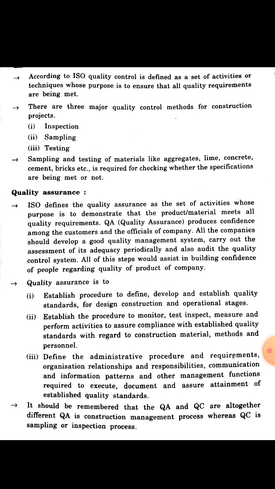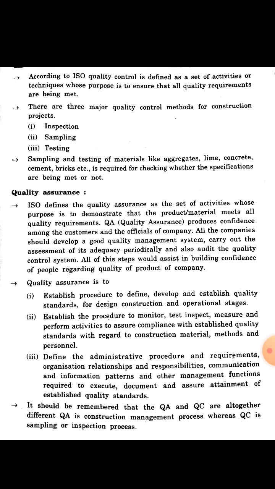The first is inspection, the second is sampling, and the third is testing. Inspection we do at the time of construction. Second is sampling: when we purchase or receive material on a site, we take a sample, and check whether the sample is as per the standard specification and whether the sample quality is good, and then approve. So at the end we get a satisfying product.